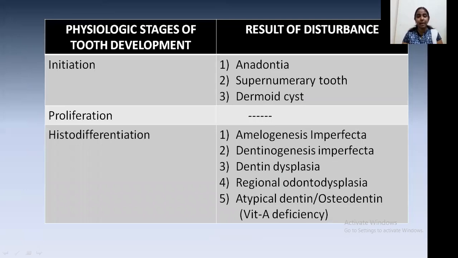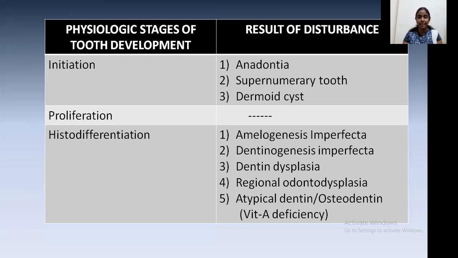Now, in these physiologic stages of tooth development, if you have any kind of disturbances, it will result in tooth anomalies. Any disturbance in the initiation will result in anodontia, supernumerary tooth, or a dermoid cyst. If there is any disturbance in the proliferative stage, it does not affect the tooth.